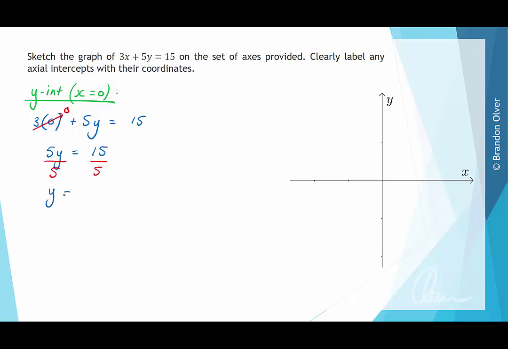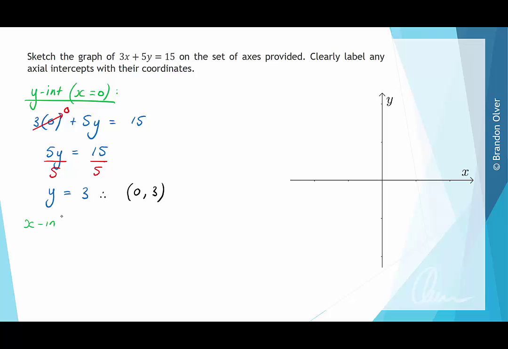In the next example we'll be looking at sketching 3x plus 5y equals 15. Once again we need to label all the key features with coordinates. So we'll go through the same process. So the first thing we want to do is find the y-intercept, which occurs when x is equal to 0. So doing that, we'll have 3 times 0 plus 5y is equal to 15. So 3 times 0 is 0, so that cancels. And we're left with 5y is equal to 15. To get y by itself, we divide both sides by 5. And we find that y is equal to 3. So that gives us the point x is 0, y is 3 on the graph.